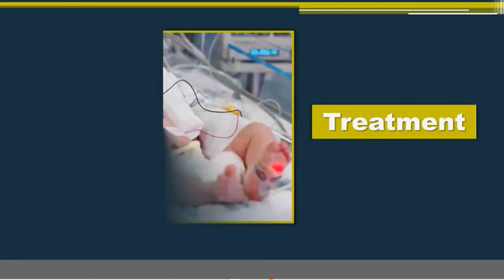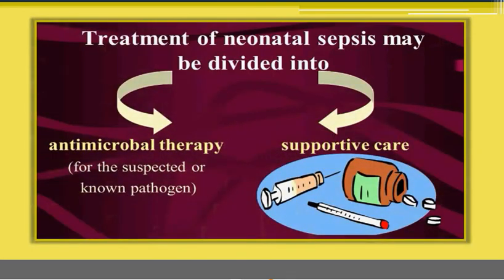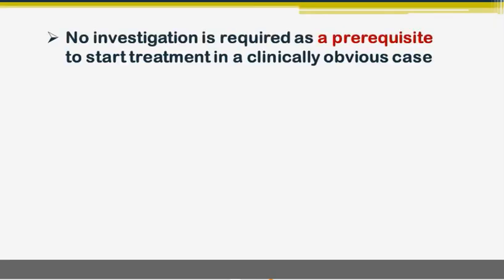Now, what is the treatment of neonatal sepsis? For any treatment of neonatal sepsis, we have two lines. We should start immediately, at the same time, because they have the same importance and the same validity: the supportive care and the antimicrobial therapy for the suspected or known pathogen by culture. There is no investigation required as a prerequisite to start treatment in a clinically obvious case. Start the treatment. Don't wait for the investigation.